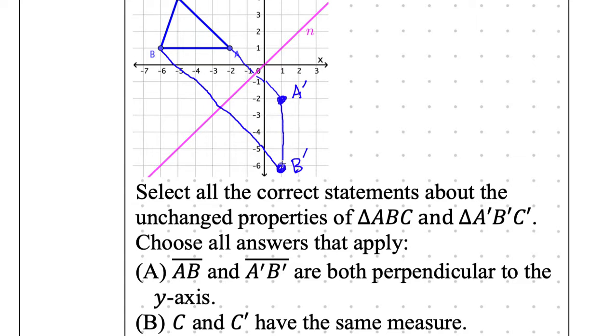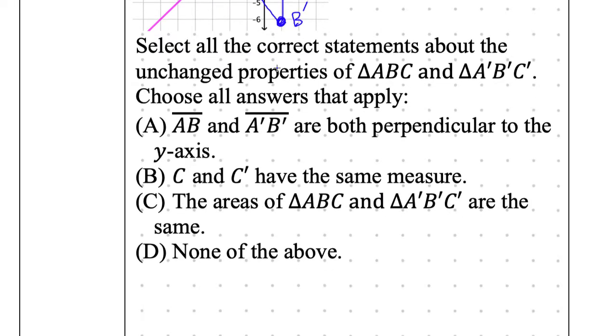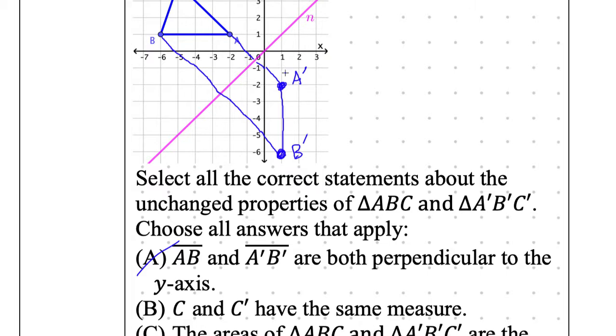You can see that this line segment A prime B prime is now not perpendicular to the y-axis, it's perpendicular to the x-axis, which is kind of interesting. So line segment AB is perpendicular to the y-axis, but line segment A prime B prime is perpendicular to the x-axis. If I continue this line, it would have been a right angle right there.